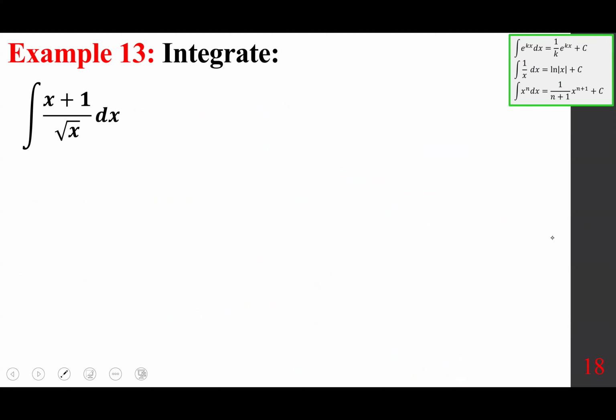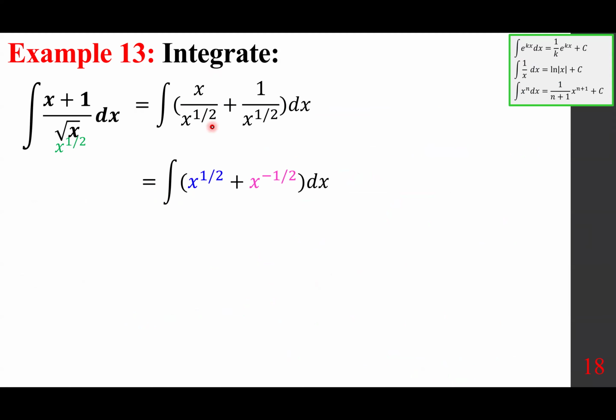All right, we're going to do several steps of algebra. This is x to the power of 1/2. Make up two fractions. This has the exponent 1. 1 minus 1/2 is 1/2. So x to the power of 1/2 plus x to the power of minus 1/2. All we've done is getting it ready to use the power rule.